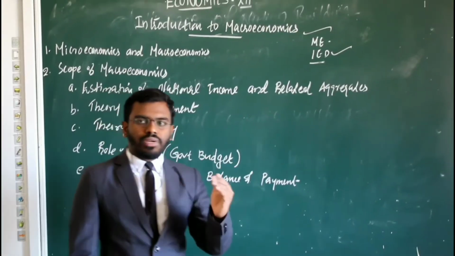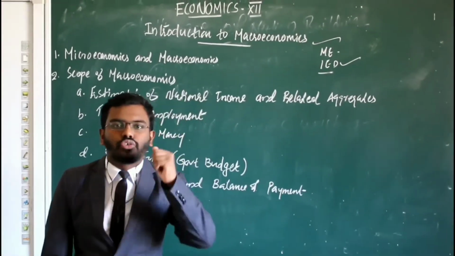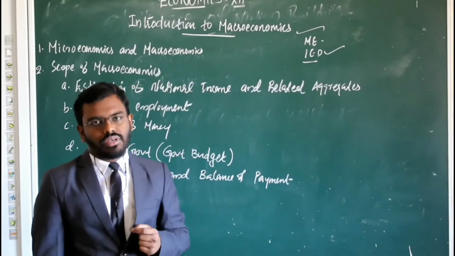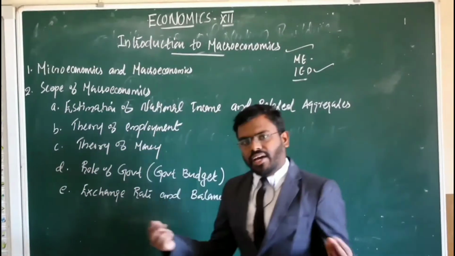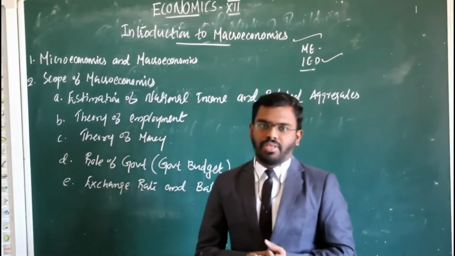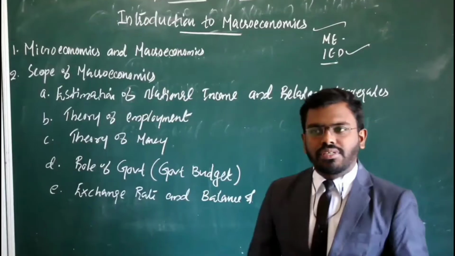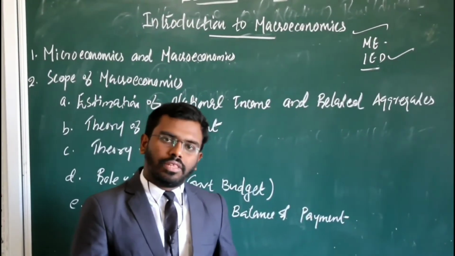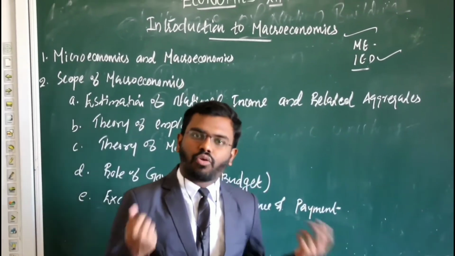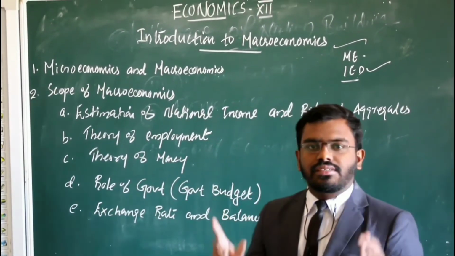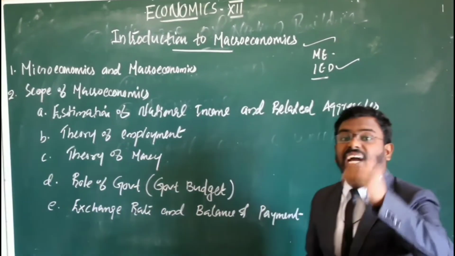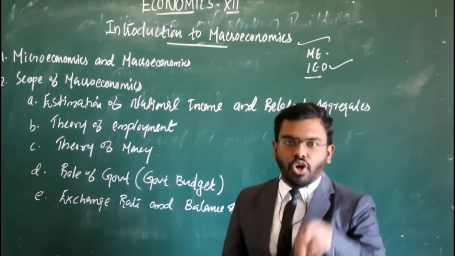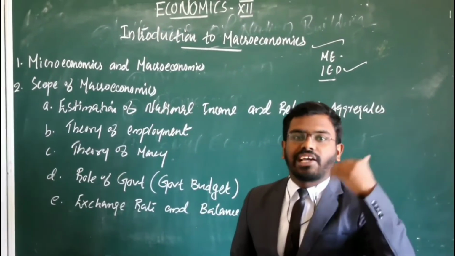And again we know that the subject matter of economics is divided into two: the first one is microeconomics and the second one is macroeconomics. What is microeconomics and what is macroeconomics? Microeconomics you already studied. Microeconomics deals with the economic problem at micro level. Then you can easily define macroeconomics. Macroeconomics deals with the economic problem at macro level. Macro level means here we will discuss the economic problem of the whole economy.